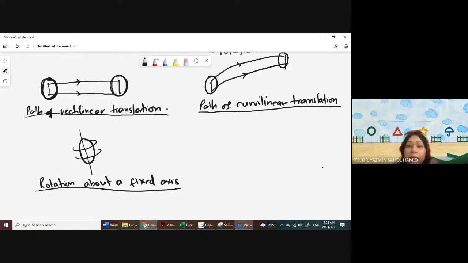And then you can have another one, which is the combination of rotation and translation. So let's say we have another rigid body here. Oh, it doesn't look nice. Let me redraw this.